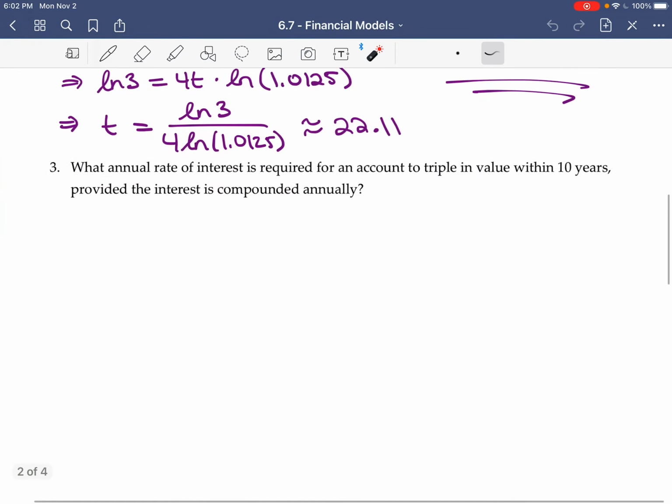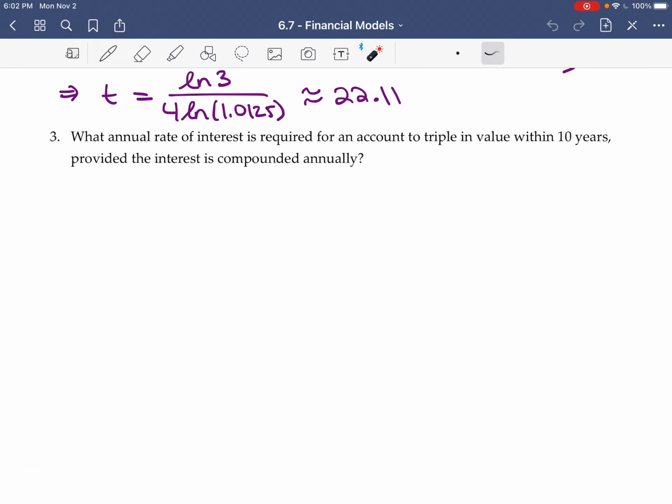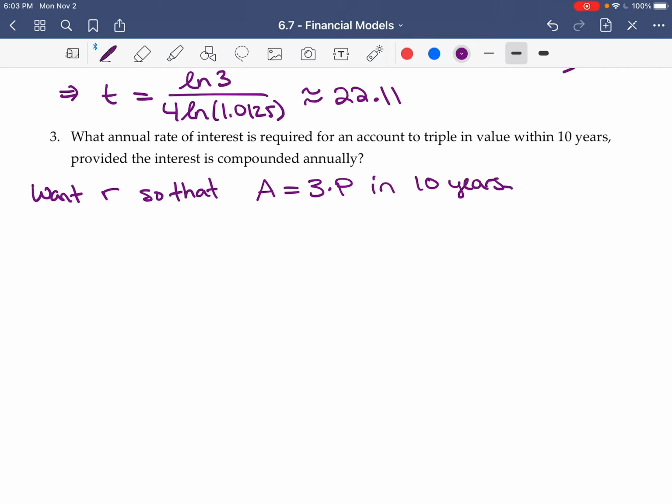So let's look at example 3 here. What annual rate of interest is required for an account to triple within 10 years, provided that it's compounded annually? Okay, so here we want to find R so that A is equal to 3 times P in 10 years. Okay, so that means that T is equal to 10, and since it's compounded annually, N is going to be 1, so it's compounded 1 time per year.